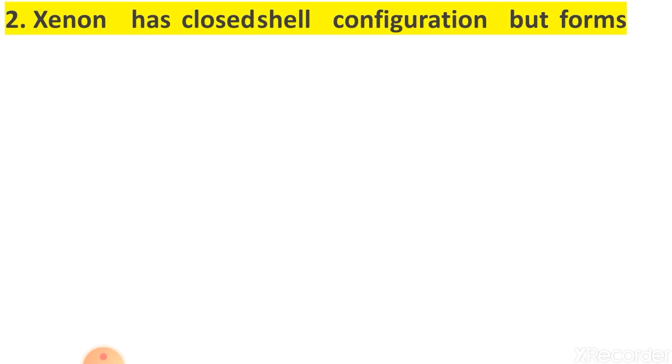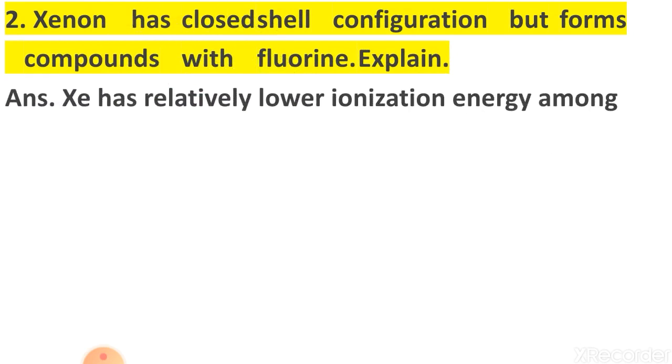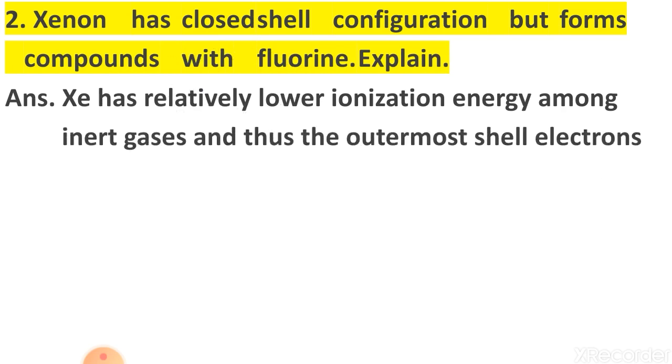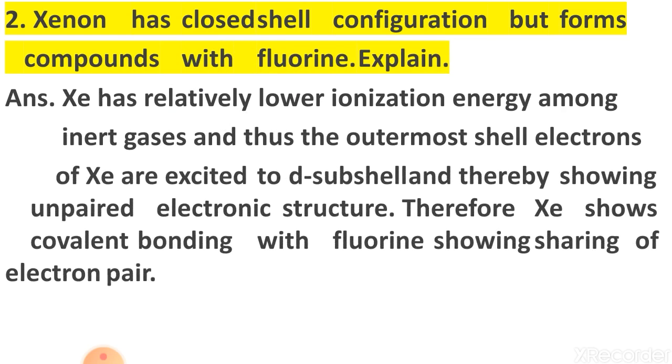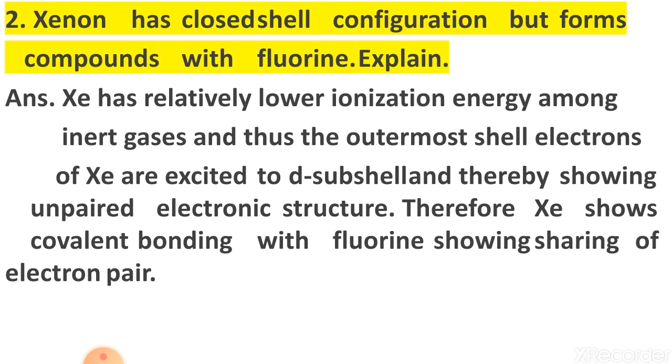Now second question: xenon has a closed shell configuration but forms compounds with fluorine. Explain. So look here, xenon has relatively lower ionization enthalpy among inert gases, and thus the outermost shell electrons of xenon are excited to the d subshell, thereby showing unpaired electronic configuration, and therefore xenon shows covalent bonding with fluorine, showing the sharing of electron pairs. So simply due to lower ionization enthalpy, fluorine can oxidize xenon and form compounds with xenon.